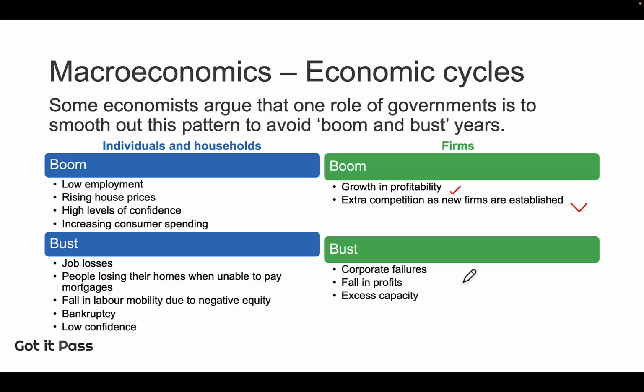But when it is a bust, the firms are facing corporate failures, falls in profits, and excess capacity. Excess capacity means the demand is decreased, so there's no need to have full capacity for the production line, say, to produce the same amount of goods as when the economy is booming. So they have to cut the capacity when the economy is falling into the bust time.